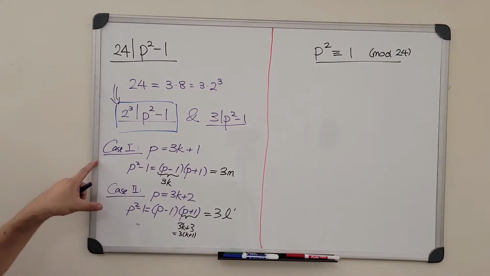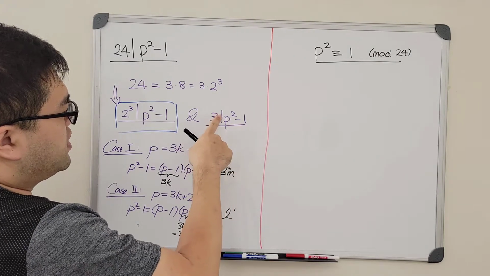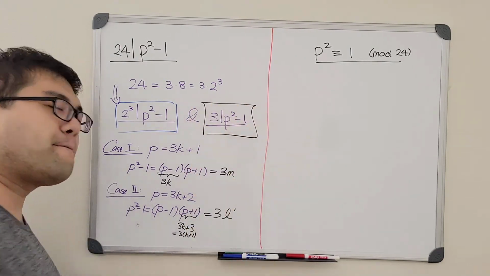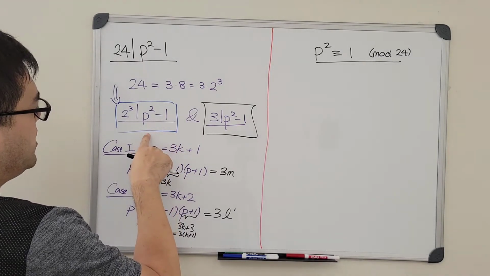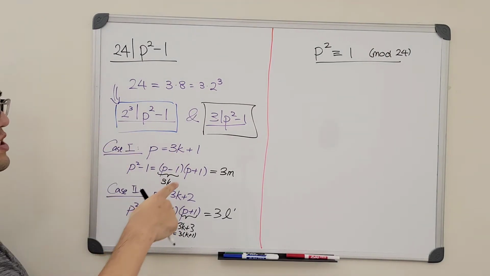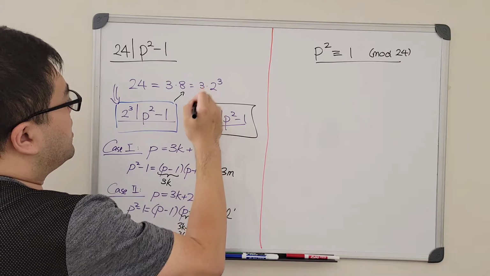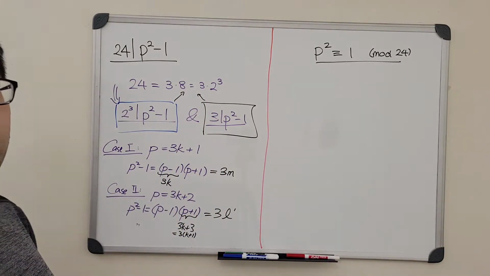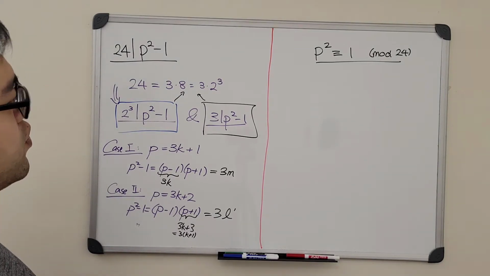And if we combine the two cases, we just showed that no matter what p we choose, as long as p as a prime number is greater than or equal to 5, this statement, p squared minus 1 is a multiple of 3, is valid. Excellent. So now, since we just showed that p squared minus 1 is a multiple of 2 cubed, which is 8, and also a multiple of 3, now we can combine it back and say that p squared minus 1 is a multiple of the product of 8 times 3, which is 24. So we just finished our proof.